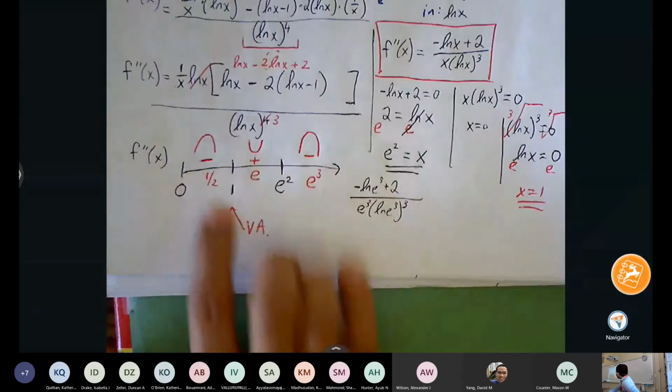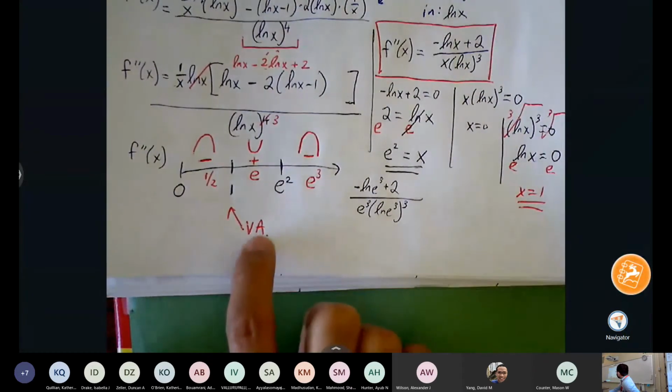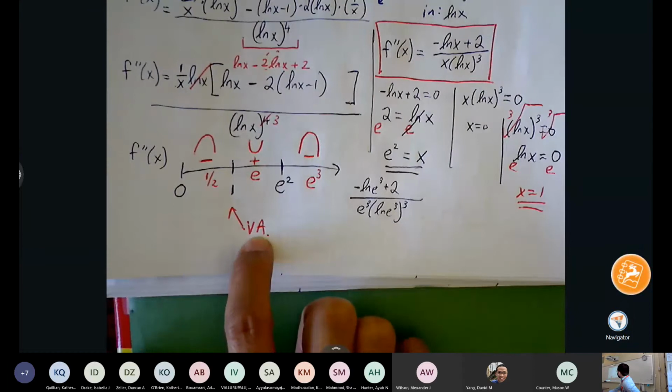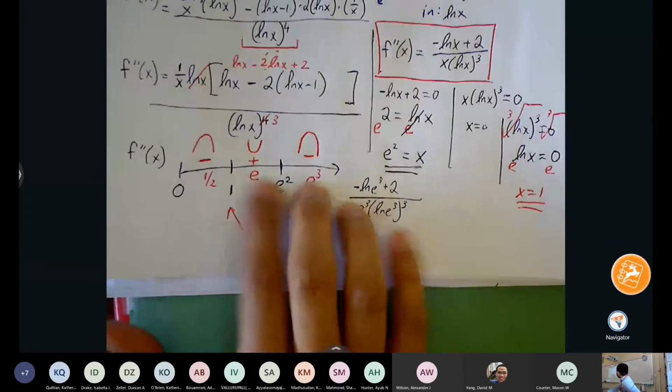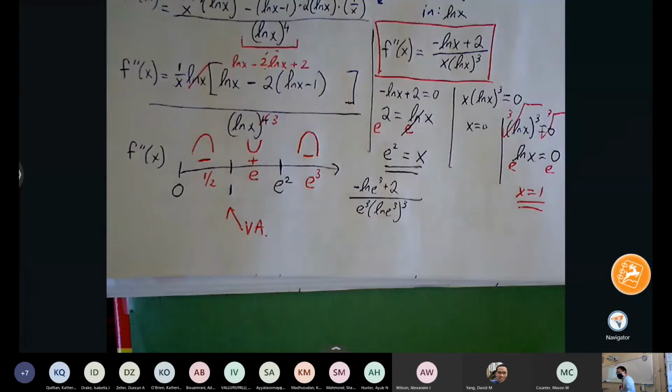Even though there's a change in concavity, that point doesn't exist, so this is out of the running for point of inflection, not a point of inflection. e squared is safe, right? e squared does sit on the graph. We know there's a point of inflection there, so the only point of inflection is at e squared.